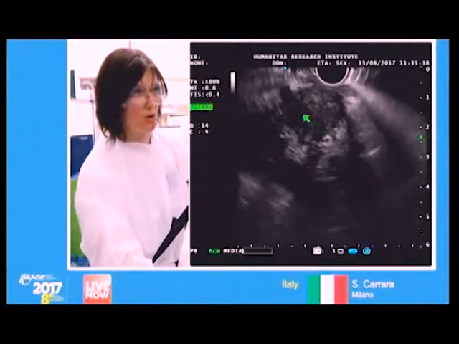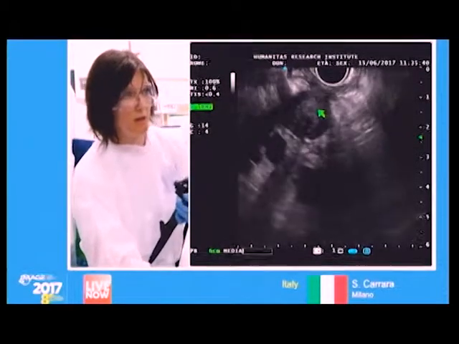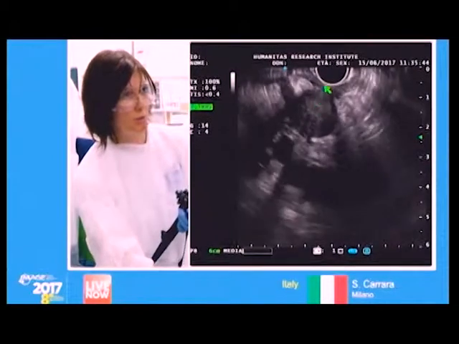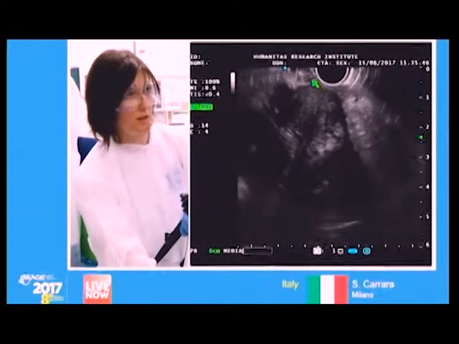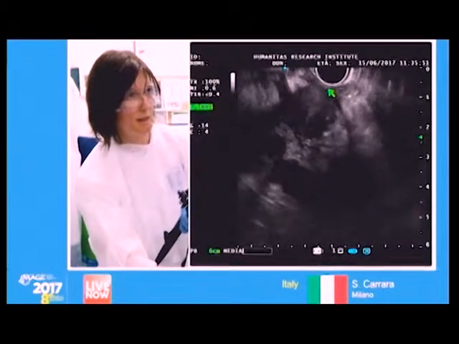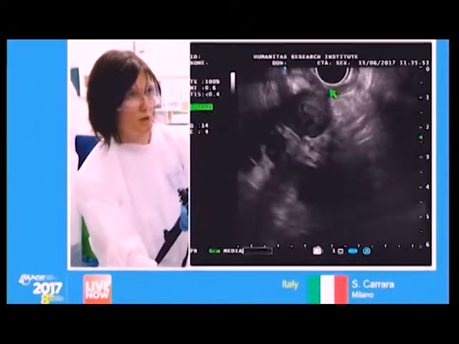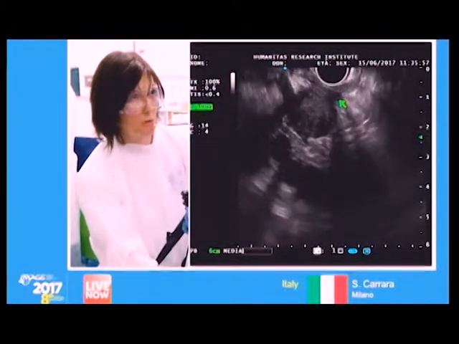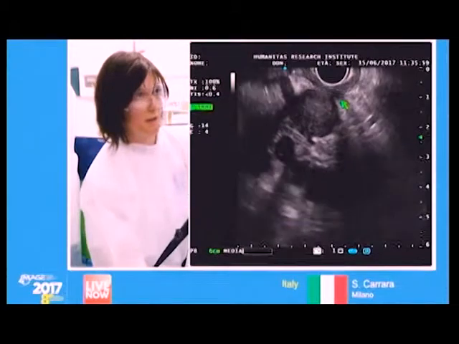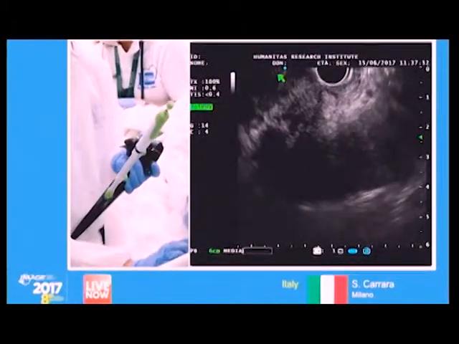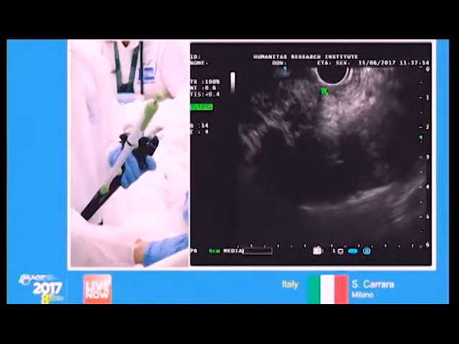You see, it's going from the body of the pancreas to the tail, going to the posterior wall of the stomach. This is the muscularis propria of the stomach, and probably it's coming also to the gastric wall. As you see here, with a very small amount of fluid, probably here, and so we are going to take a biopsy here. So the tip will come from this side.